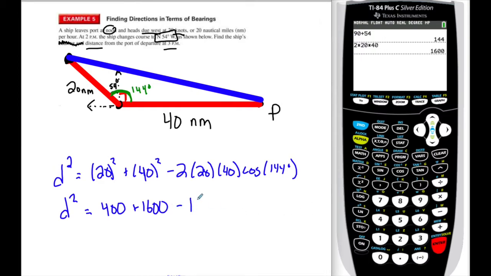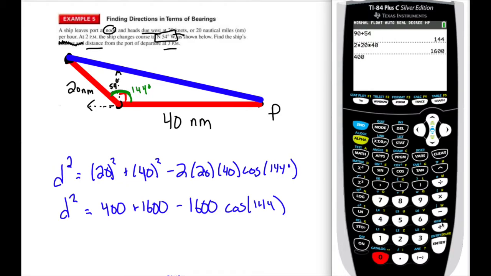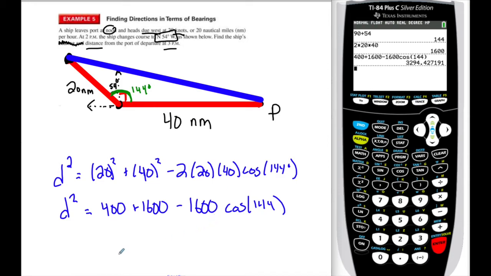And that's also 1600 cosine of 144. So I'm going to do this on my calculator. 400 plus 1600 minus 1600, making sure we're in degree mode, not radian mode, which hopefully we should not be in. And that gives me that the distance squared is approximately, let's call it 3294.427 nautical miles.